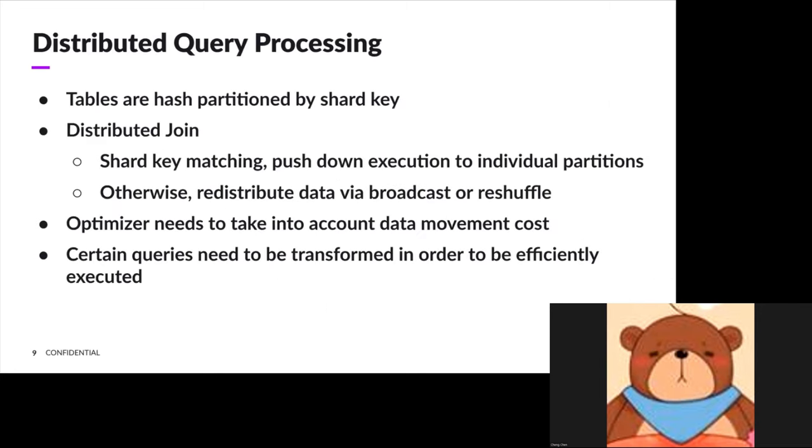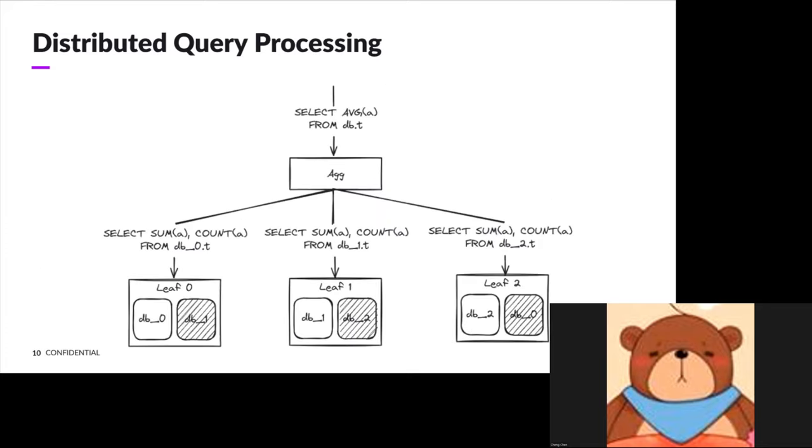Tables are hash partitioned by a user configurable set of columns called the shard key. Each leaf holds several partitions of data. Each partition is either a master partition, which can serve both read and write, or a replica partition, which can only serve read. This enables fast query execution for point reads and query shapes that do not require moving data between leaves. So let's look at an example. Here is a cluster with one aggregator and three leaves. The table is sharded into three partitions, and each leaf holds one master partition and one replica partition.